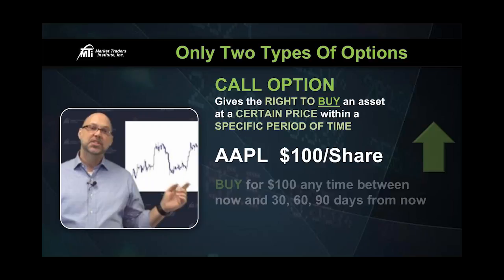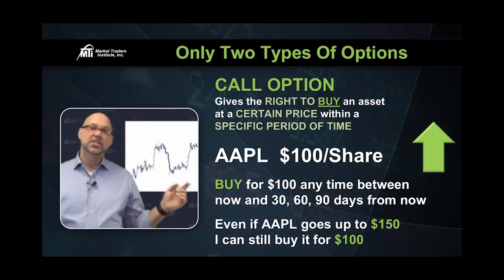Here's what we're going to do. We can purchase an option to buy Apple at some time in the future for $100 a share, no matter what it's trading for. So maybe in a couple months, maybe in February, Apple goes up to $150 a share. I still have the right to buy it for $100.